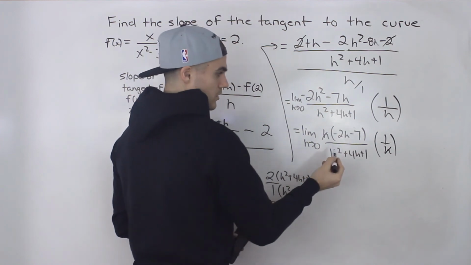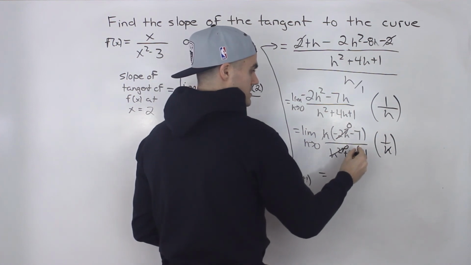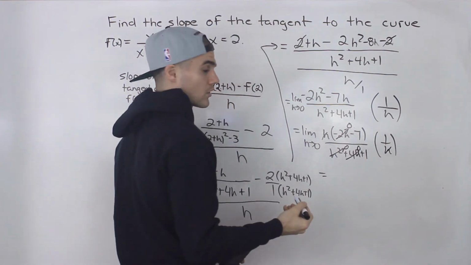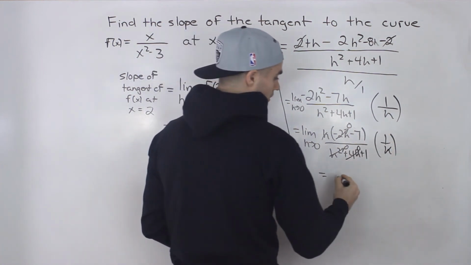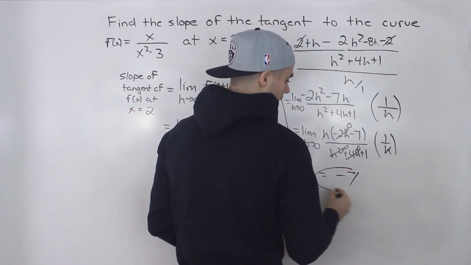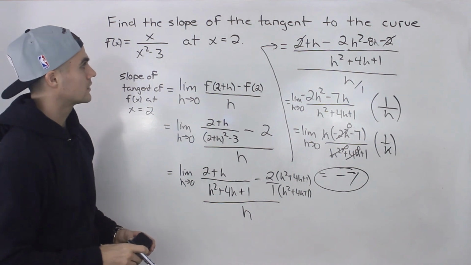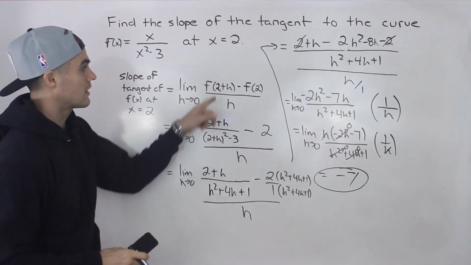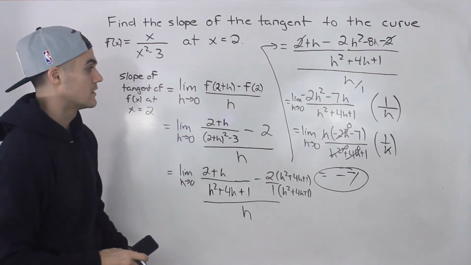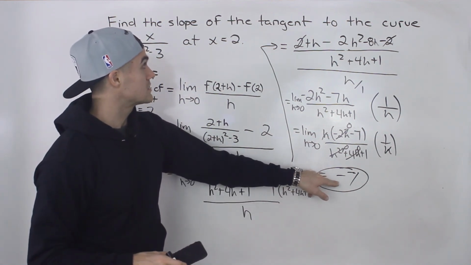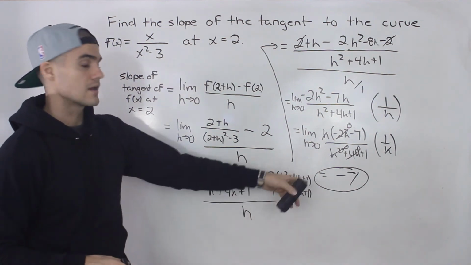So if we plug in 0 for h, this goes to 0, this goes to 0, this goes to 0, and we're just left with negative 7 over 1, because this is like a 1 here, 1 over 1. So negative 7 over 1 gives us negative 7, and that is your final answer. So a lot of work, but a lot less work than if you were to keep that as f of a plus h and f of a. So the answer to the question is that the slope of the tangent to the curve x over x squared minus 3 at an x value of 2 is negative 7.